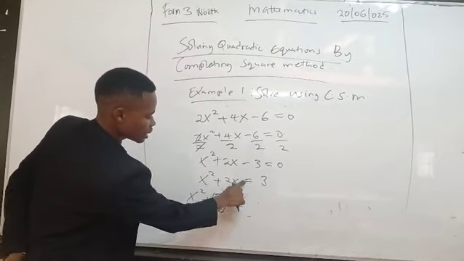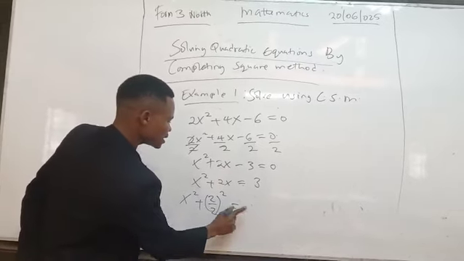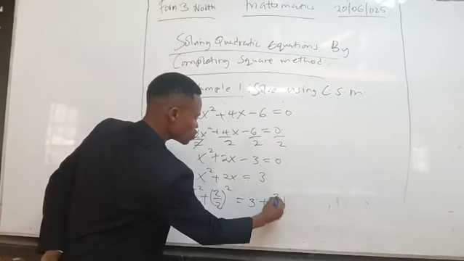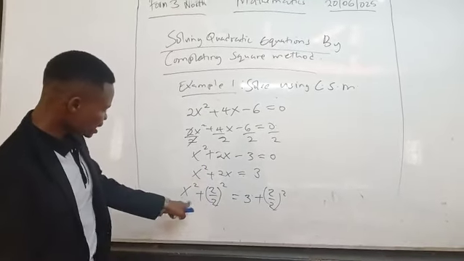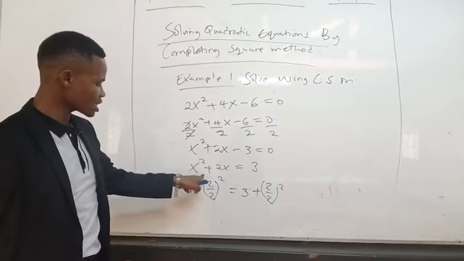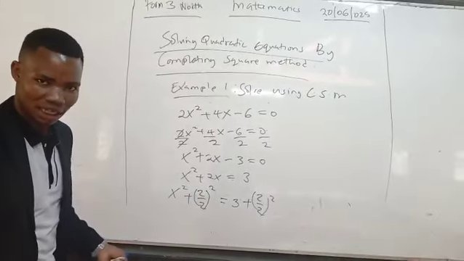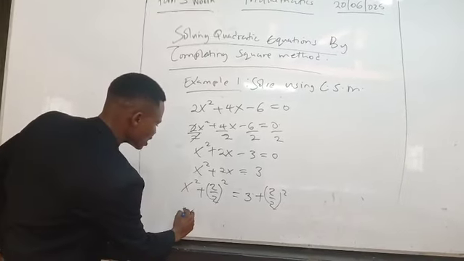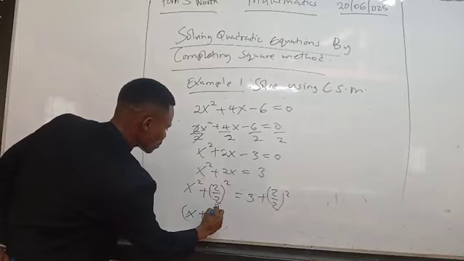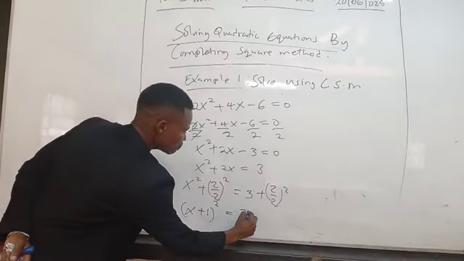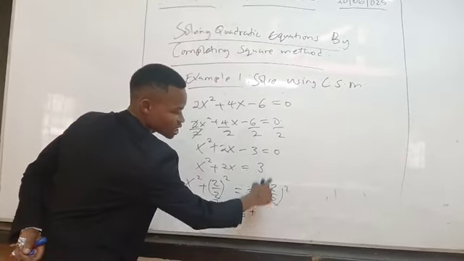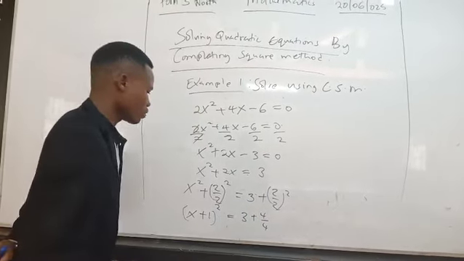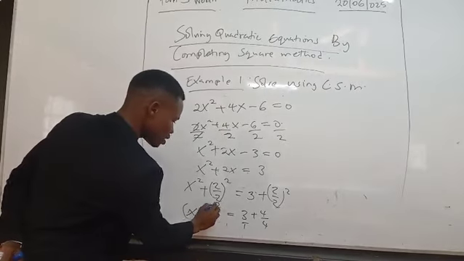So we write this 3 plus 2 over 2 squared. Because x squared and 2x are like terms, they form a perfect square, and we put them together. 2 over 2 is the same as 1, so we have 1 squared. So (x plus 1) all squared is equal to 3 plus, and these are not like terms, so we solve this independently: 1 squared is 1, which is 4 over 4.